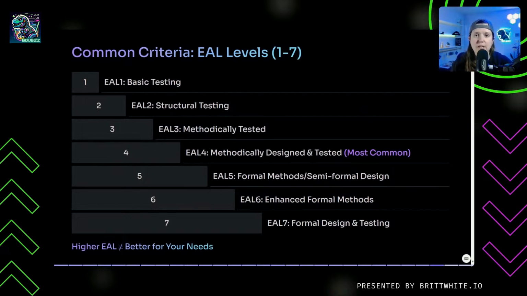Now, it's crucially important to understand that a higher EAL doesn't always mean better for your needs. An EAL 7 product might be extremely secure, but it could also be incredibly complex, difficult to manage, and extremely expensive. Think of it like buying a car. You might not need a tank-like military vehicle for your daily commute. There's often a trade-off between security, usability, and cost.